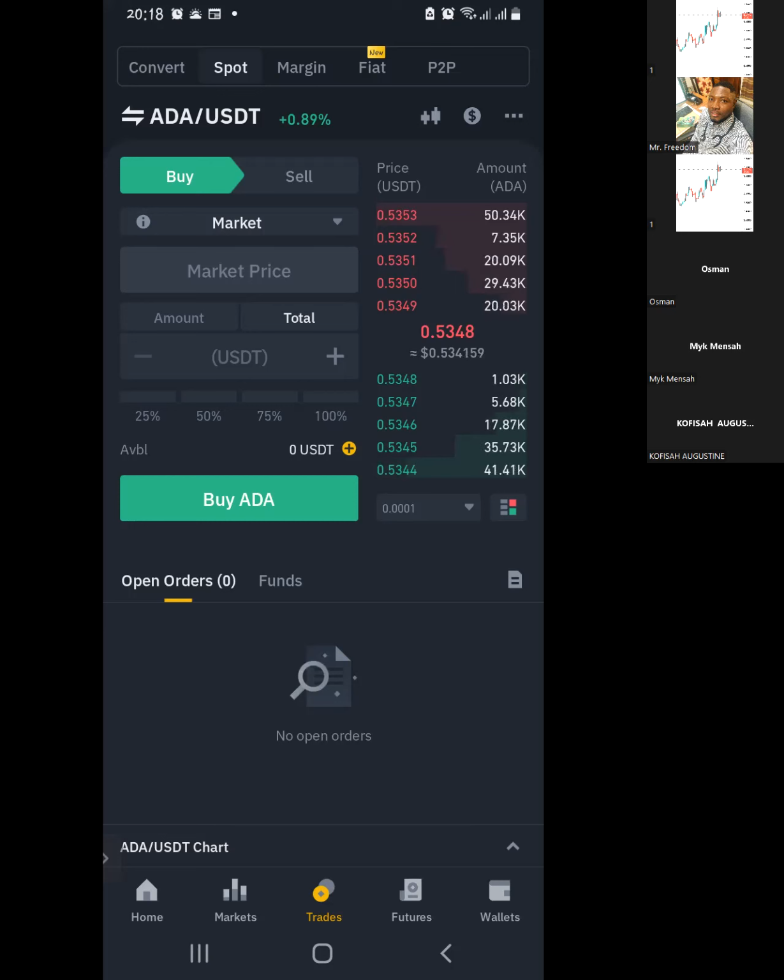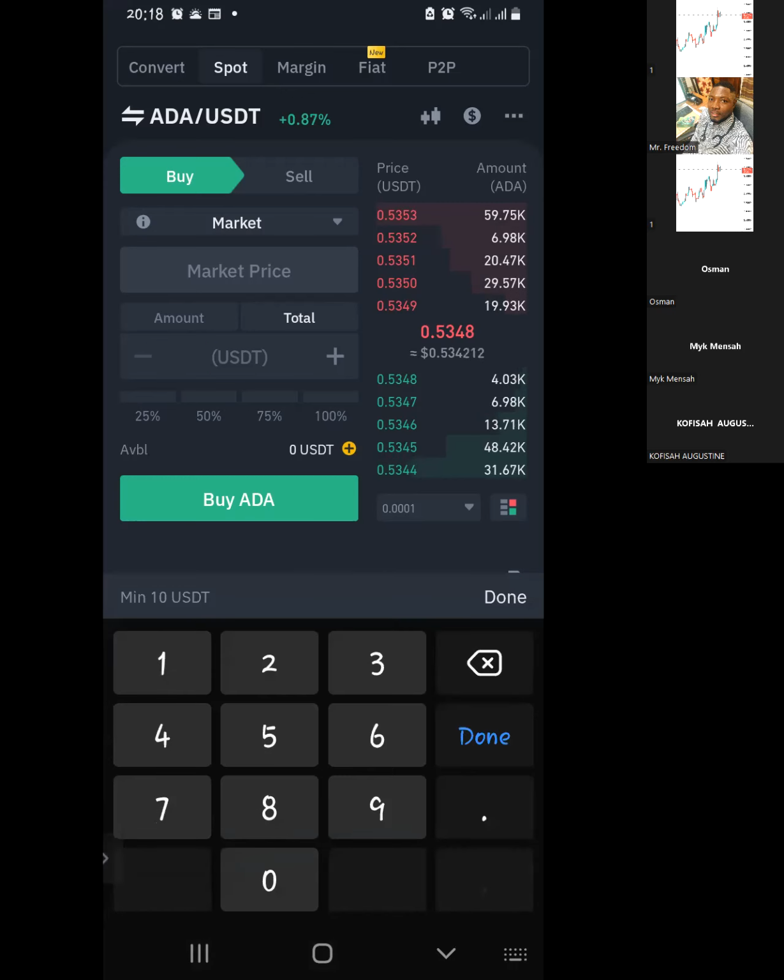If you are not comfortable with it, then you have to use either limit or stop limit so that you can control at which point your trade will execute. When you use market, there's no place to enter a price. The only thing you can do is enter how much you want to trade with.